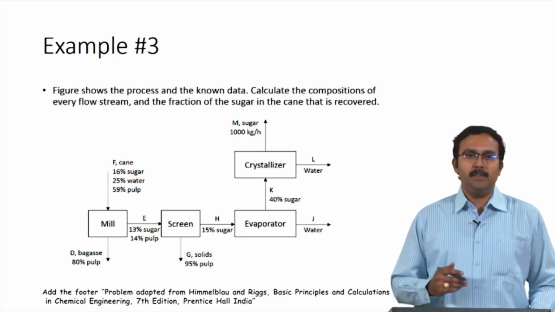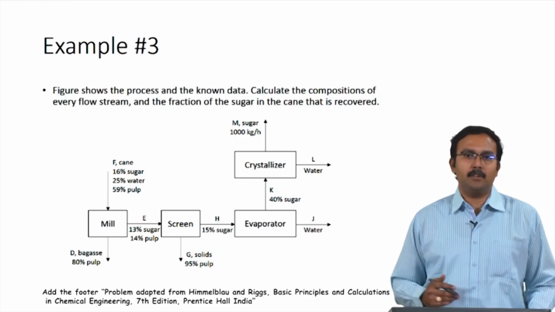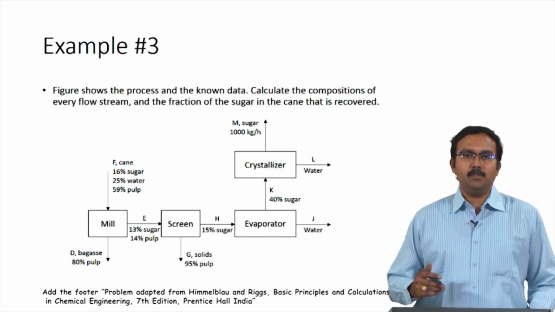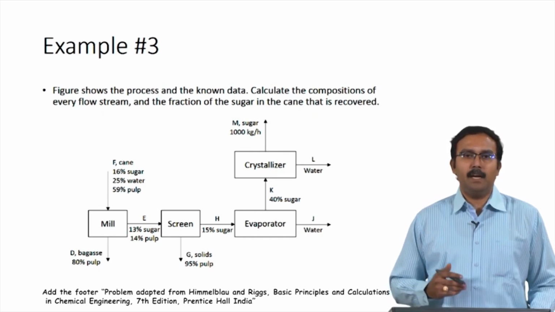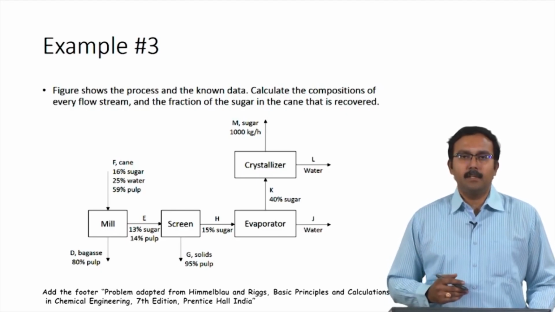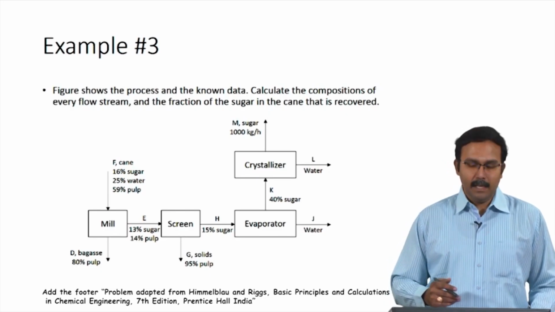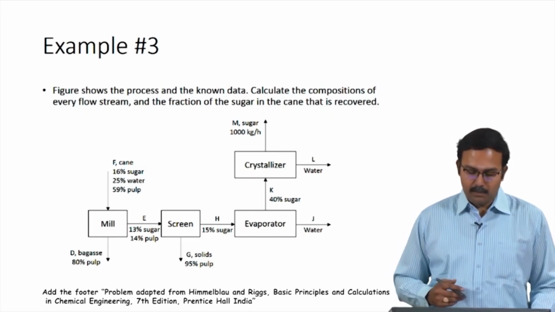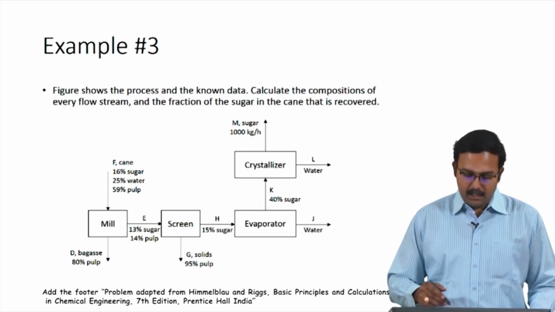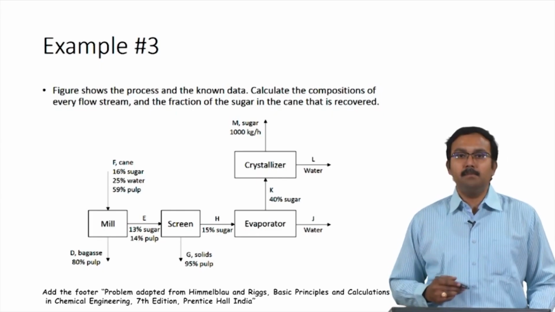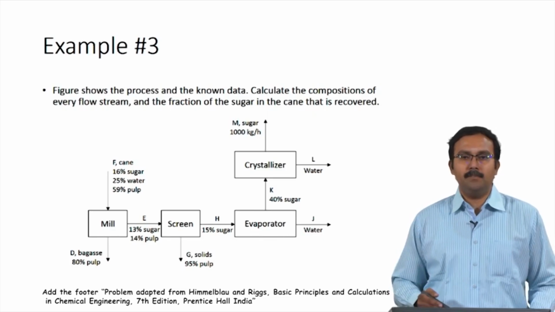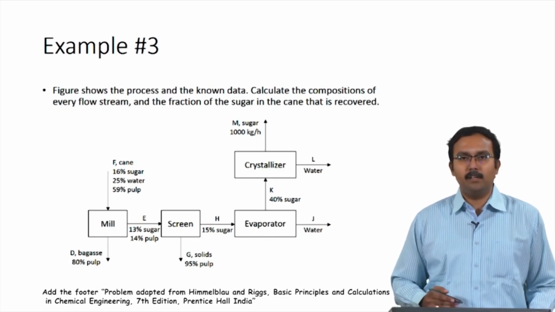So here the figure shows the process for extraction of sugar from sugarcane. All the known data is given here. You are asked to calculate the composition of every flow stream and the fraction of sugar in the cane that is recovered. So to do this, we need to get information about all the unknown streams. We have streams like D, F, E, G, H, K, L. So many different streams have been labeled without information. We have some compositions given, but we do not know the mass flow rates for any of these.